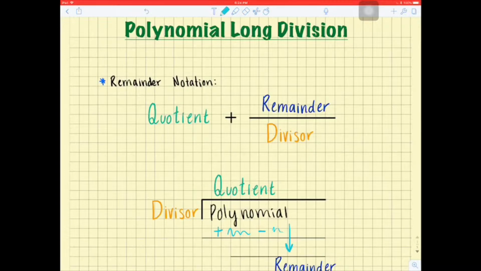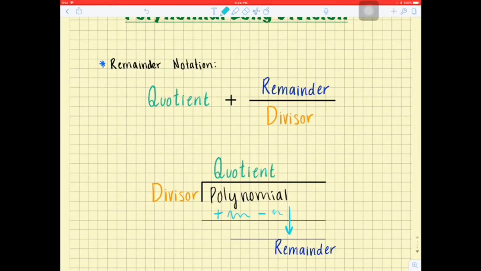So first things first, we have the remainder notation, which is this big chunk of words and math over here. And down here, I've laid out where you can find your quotient, divisor, and remainder. As you can see here, the quotient is your answer, the divisor is the number that you divide your polynomial by, and the remainder is the last number that you bring down that's not divisible by the divisor.